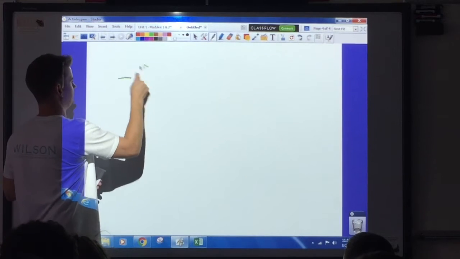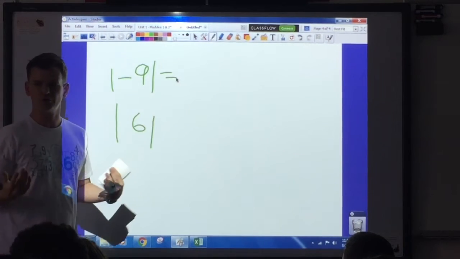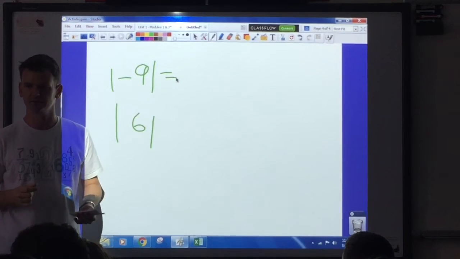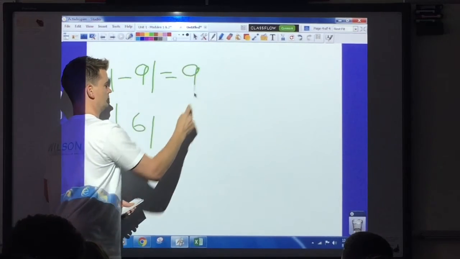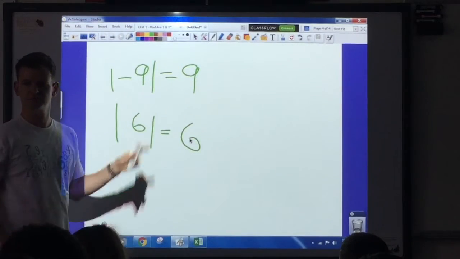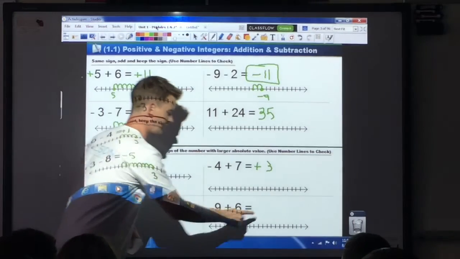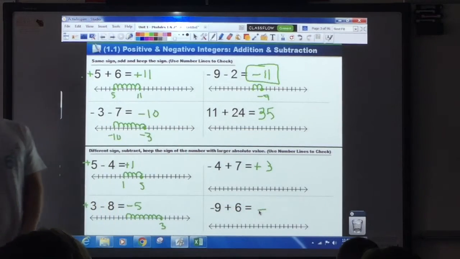Okay, so we have negative 9. We have 6. Absolute value brackets. Absolute value is always positive. What's the absolute value of negative 9? 9. What's the absolute value of 6? 6. So which one has a greater absolute value? 9. Which means, guess what? My answer's gotta be negative.